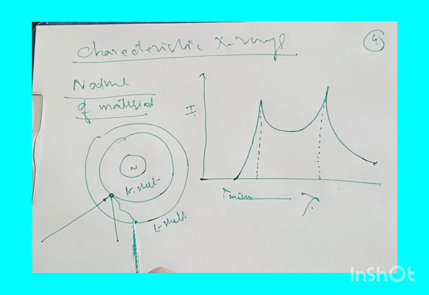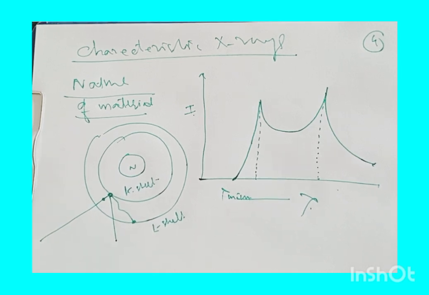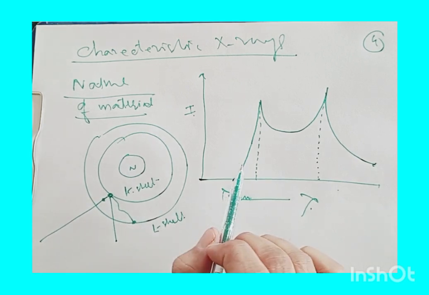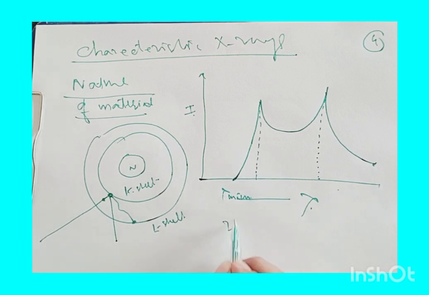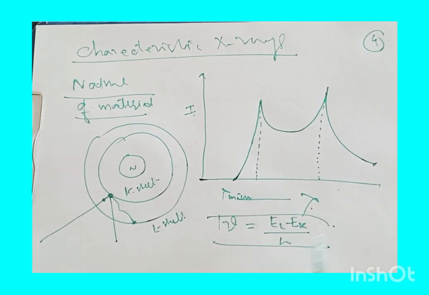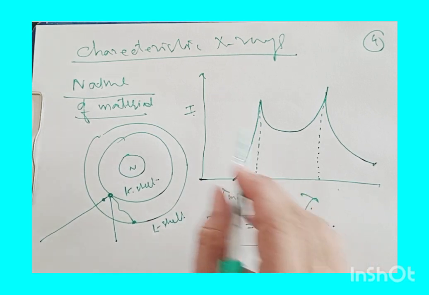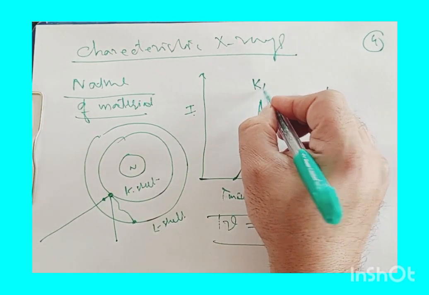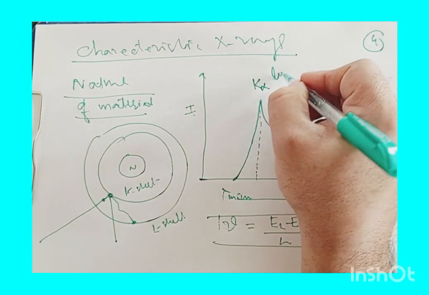then X-rays are emitted in the form of a photon, giving rise to a special line of frequency, and the frequency of that line will be simply (EL minus EK) by h. That should be the case. And this spectral line appearing in the spectrum between intensity and wavelength shall be called the K alpha line. Now this is the K alpha line.